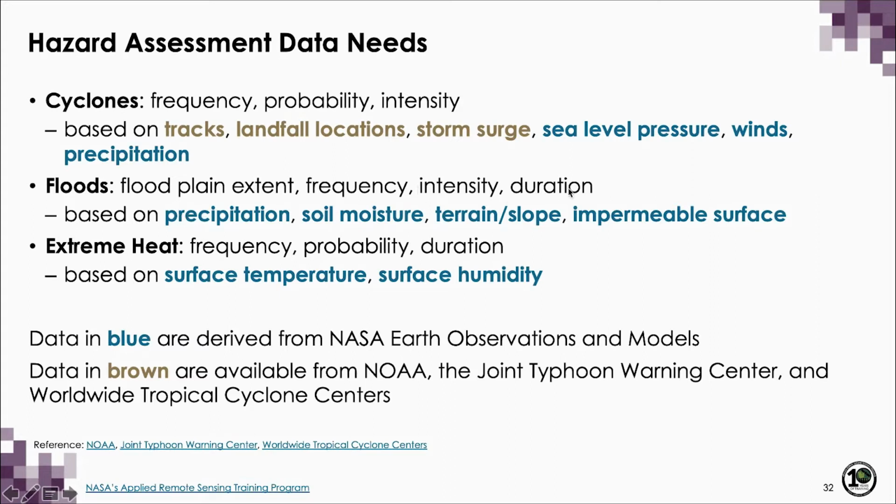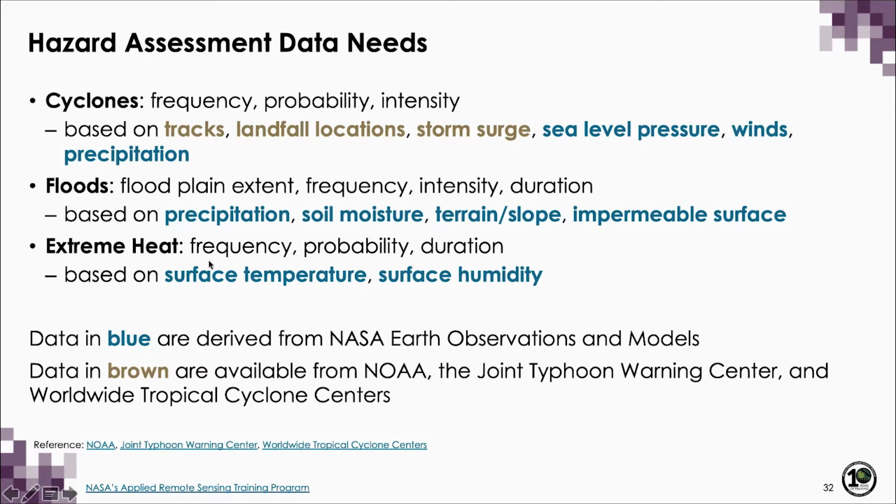These are helpful in designing disaster risk reduction strategies. And for that, one requires precipitation data, soil moisture, terrain and slope of the location, and impermeable surface, or surface where water cannot percolate into the ground, but it stays waterlogged. So these are the data sets. They can help in understanding hazard assessment for floods.